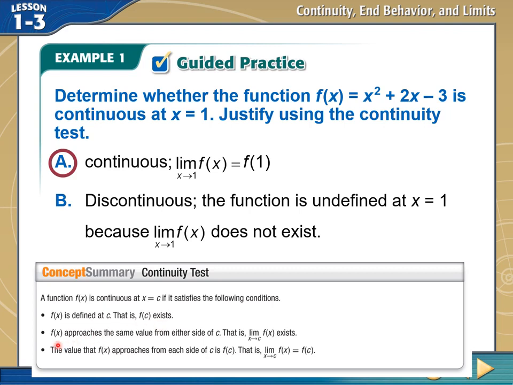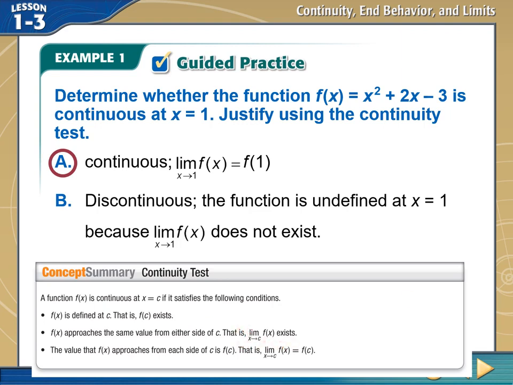My second test for continuity: is f of x approaching the same value from each side of c? In simple terms, does the limit exist? Is the left side of the table equal to the right side of the table? And the last thing: the value of f of x, which you obtained from number 1, does it approach f of c from each side of c? This means f of c is the same as the limit. Is the number here the same as the limit?